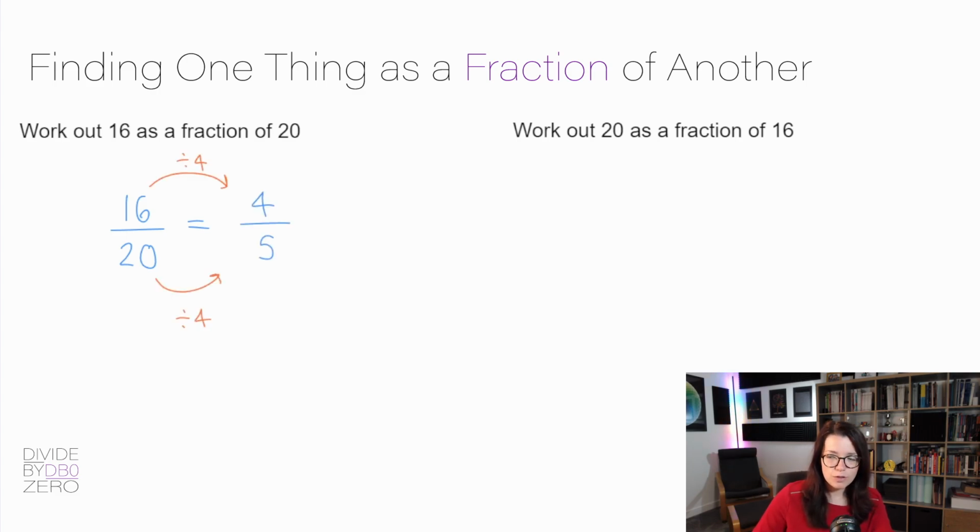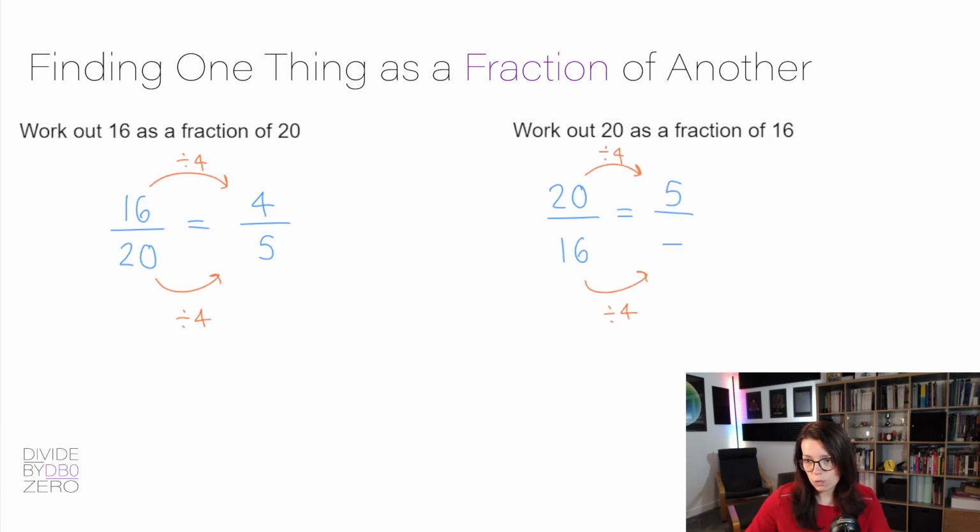And that's it. If you want to do 20 as a fraction of 16, that's just the other way around then. So 20 goes on the top and 16 goes on the bottom. And again, simplifying. So divide by 4 on the top and the bottom. So we get 5 over 4 this time. That as a mixed number would be 1 whole and 1/4.